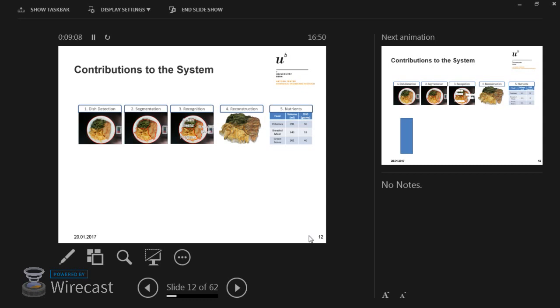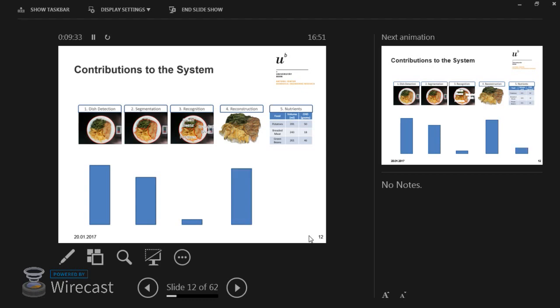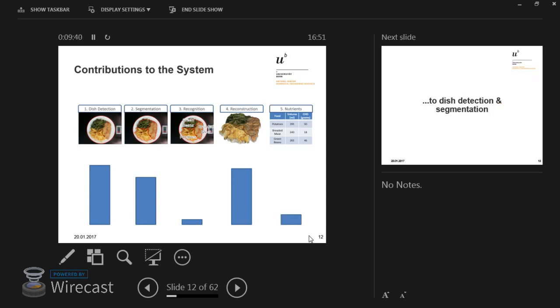How much did I contribute to this within the project? The dish detection, I did it all. It's a fairly small piece of code, but it's very important at the start that it works. Then the segmentation, I did the majority of it, but Marius did quite a lot, especially at the start, and then to guide the rest. Recognition, just some maintenance and documentation. The reconstruction, I did pretty much everything, but Sergey also helped me at the beginning. And finally, for the nutrients, it was a bit of organization and maintenance as well.